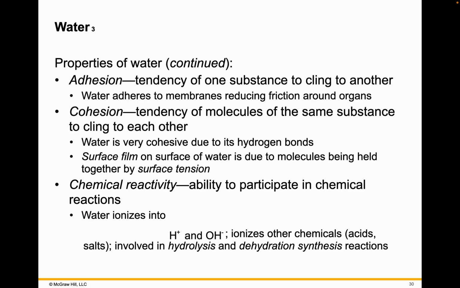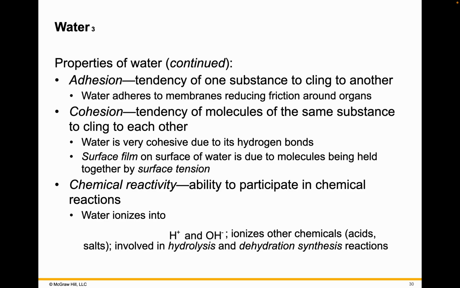Adhesion is the tendency to stick to another substance. Water adheres to membranes, and that helps to reduce friction around the organs. Cohesion is to stick to each other. Water is very cohesive because of its hydrogen bonds. That gives you surface tension on a water surface, and that becomes very important, particularly in the lungs.